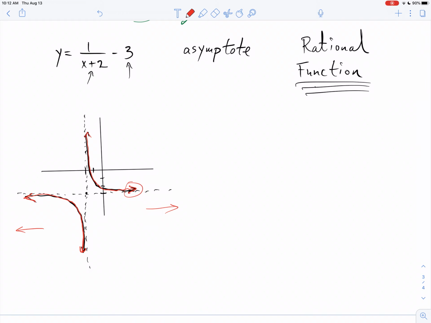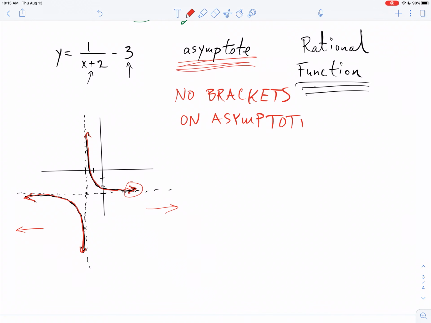So here's the rule for this. When you have asymptotic functions, you will never use brackets. Mom always said, no brackets on asymptotic functions. What does that mean? It means we have a break in the action at -2 here. We have a break in the action.